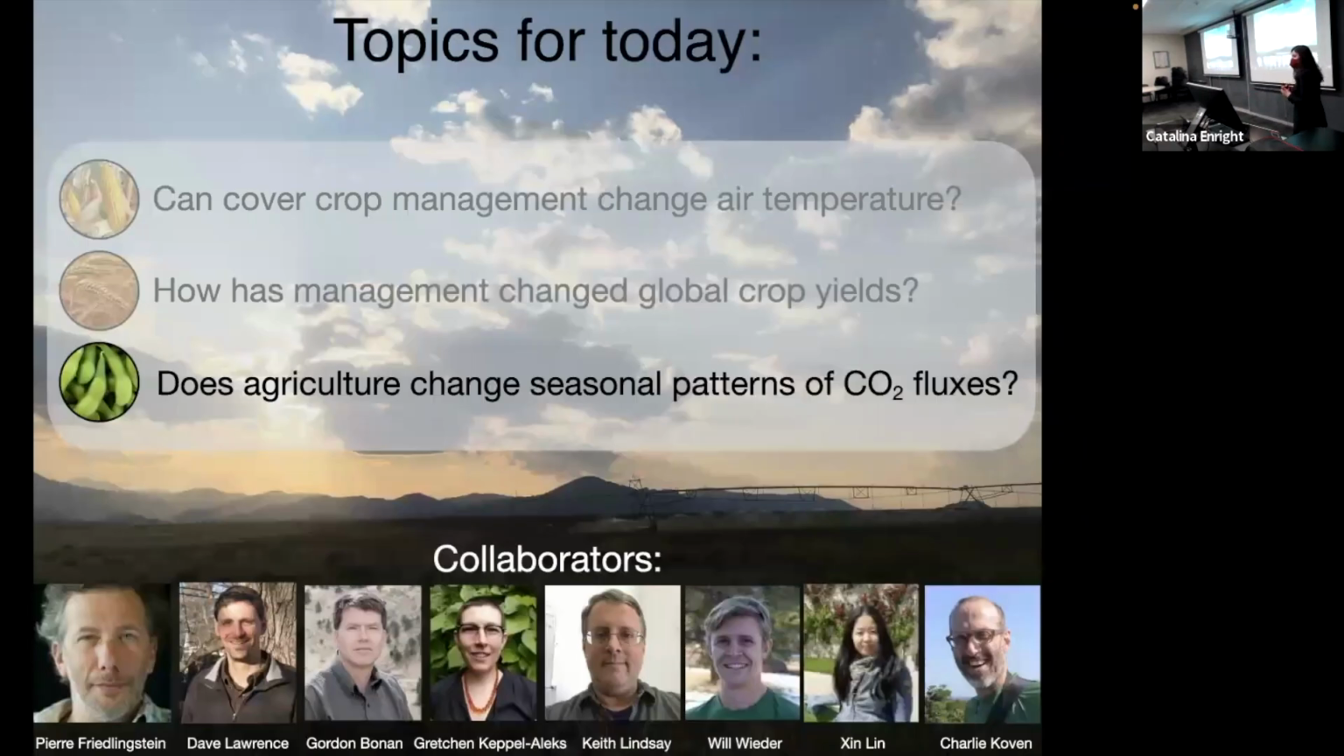Okay, so now I will switch into the last topic, which is how does agriculture change seasonal patterns of carbon dioxide fluxes? And what we'll find is that agricultural management is actually also a really important component of how agriculture influences these carbon dioxide fluxes.